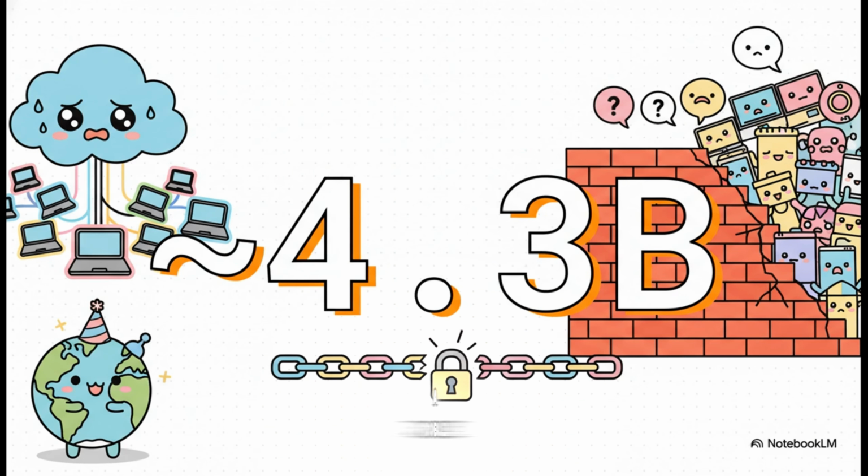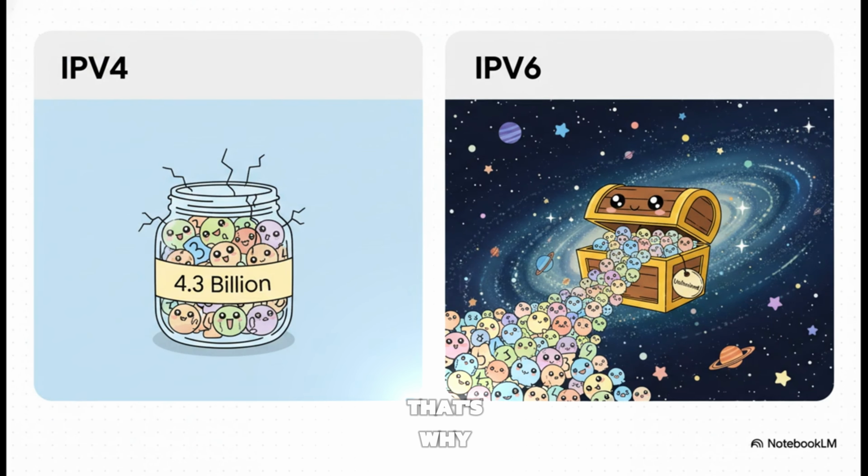But there's a problem. The original system, which is called IPv4, was only built to handle about 4.3 billion addresses. Now that sounds like a lot, but with literally billions of people and devices now online, yeah, we've pretty much run out of space. And that's why we created IPv6. It uses a new system that gives us a mind-bogglingly huge number of addresses. I mean, it's a number so big, we'll probably never run out again. Now, you might be wondering why we don't just switch over completely. Well, the global transition is slow and expensive, so for now, both systems are running side by side.